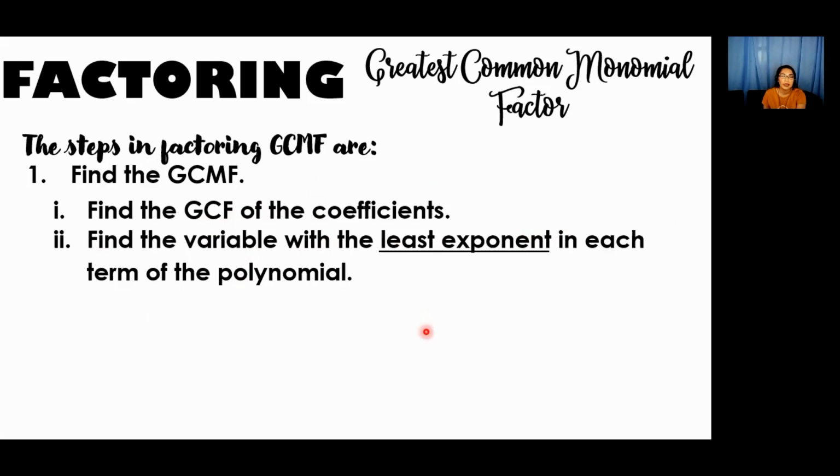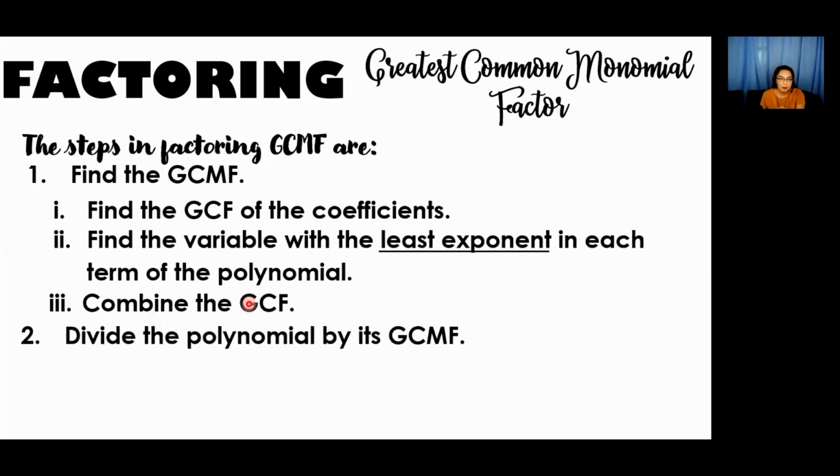So yung ginawa natin kanina sa variables or letters, na hahanapin natin kung alin yung common at hahanapin natin yung pinakamaliit na exponent ng common na yon. Then, we have to combine the GCF for the coefficients and the variable. Second step is to divide the polynomial by its GCMF. So, dito na papasok yung inverse of multiplication. We have to divide out the GCMF in each term of the polynomial.